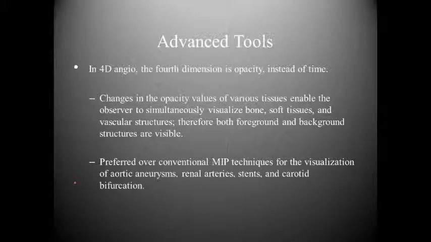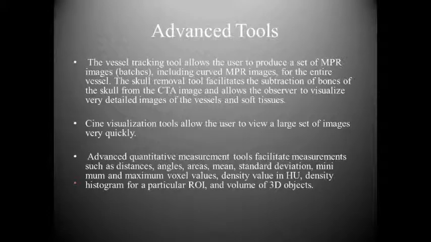Changes in the opacity values of various tissues enables the observer to simultaneously visualize bone, soft tissues, and vascular structures. Therefore, both foreground and background structures are visible. It is preferred over conventional MIP techniques for the visualization of aortic aneurysms, renal arteries, stents, and carotid bifurcations.